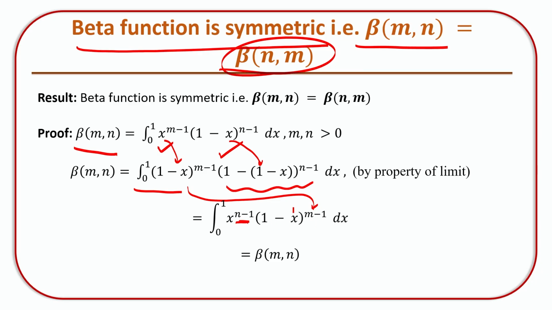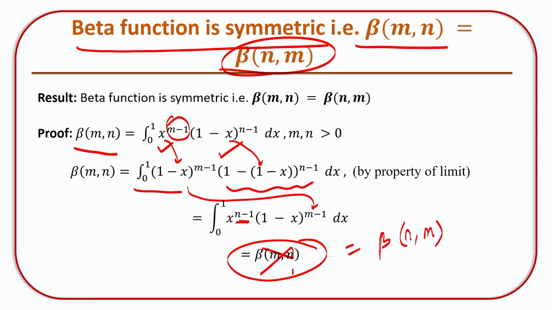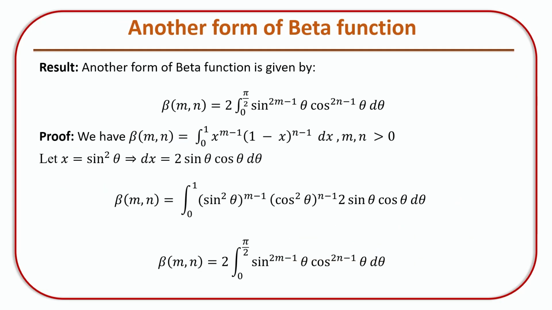Now see here, it was x to the power m minus 1 and here x to the power n minus 1. So things have been changed as n, m, right. The earlier one is a typo, you have to just ignore it. So we have proved this one, beta(m, n) is equal to beta(n, m). So the beta function is symmetrical.